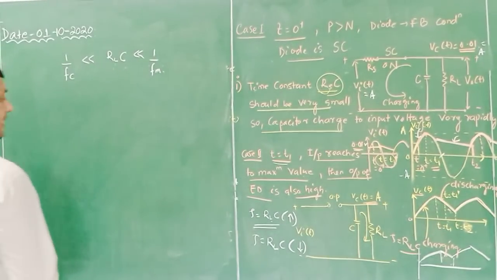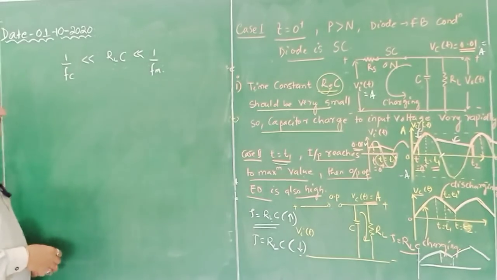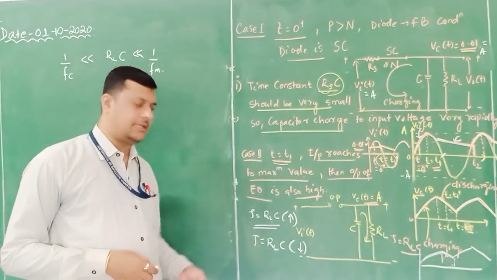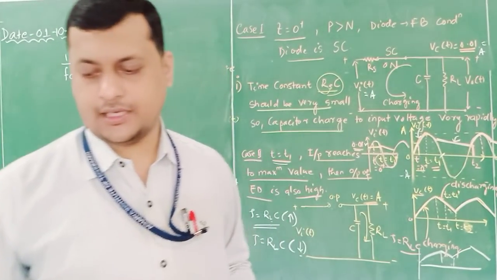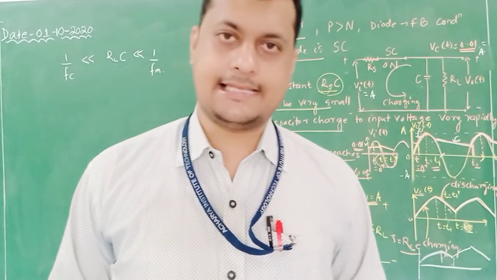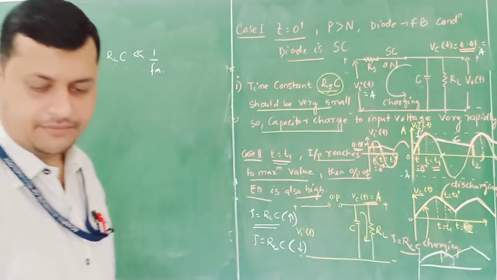when Tc is high and when it is low. If the time constant is high, what happens? If the time constant is low, what happens? And how we will recover the original modulating signal. Okay, so one by one we will discuss.